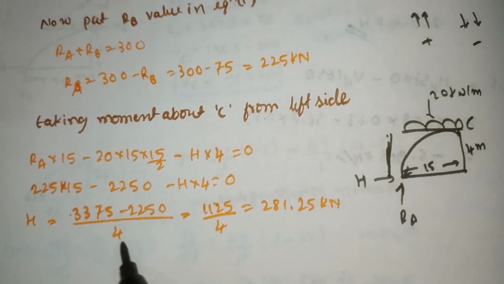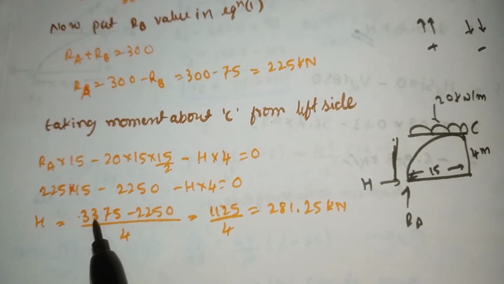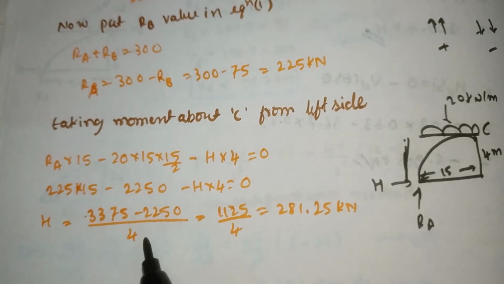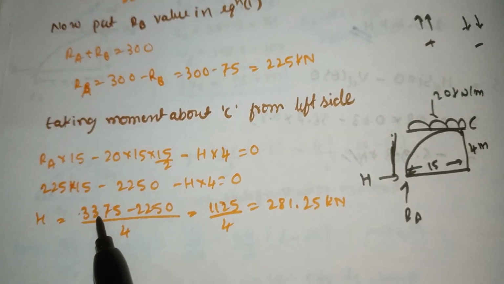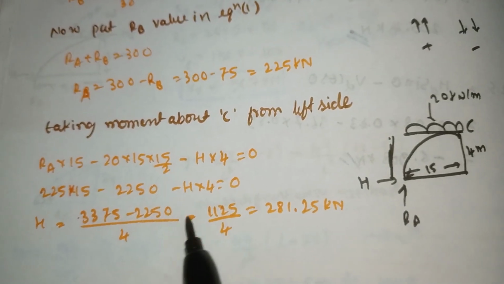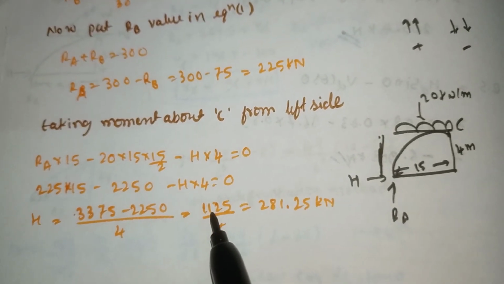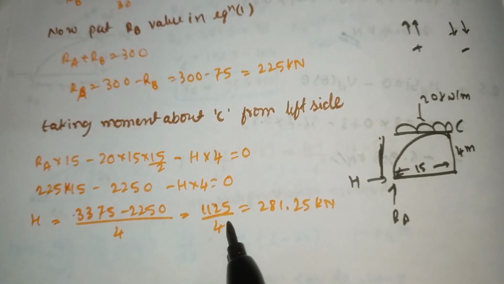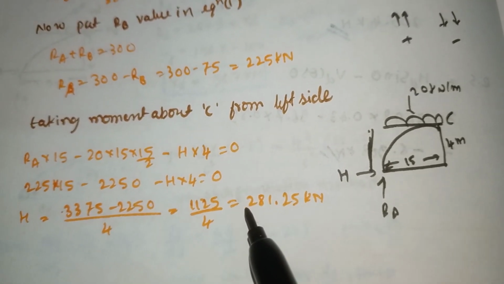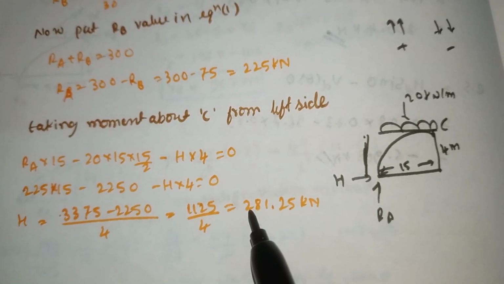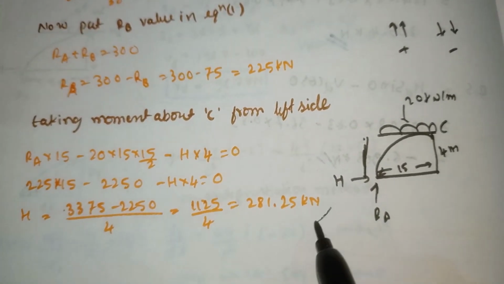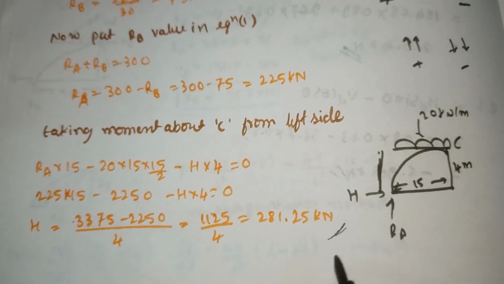So H is equal to 3375 minus 2250 divided by 4. 3375 minus 2250 comes out as 1125 divided by 4. After dividing, it comes out as 281.25 kilonewton. This is the value of the horizontal thrust H.